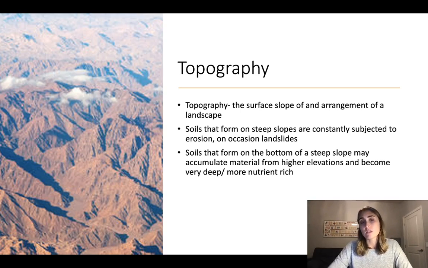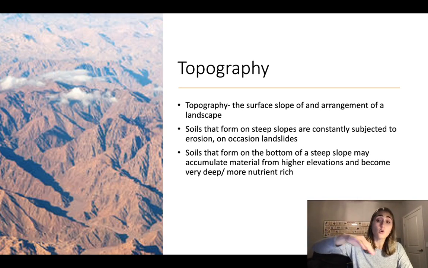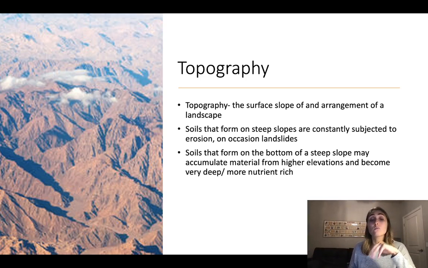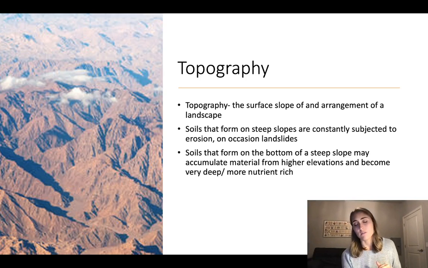And then the last one here is going to be topography. This is the actual slope of the surface, the arrangement of a landscape. So if you are looking at soil formation that's happening on the side of a mountain, you may notice that the soil on the side of the mountain is going to be relatively nutrient poor, especially if it's in an area that has heavy wind, heavy rainfall, heavy snowfall or snow melt, because it's susceptible to things like landslides. All of the nutrients that are existing on the side of that mountain generally will end up at the bottom, and you're going to have this collection of very nutrient-rich soil at the bottom of your mountain.